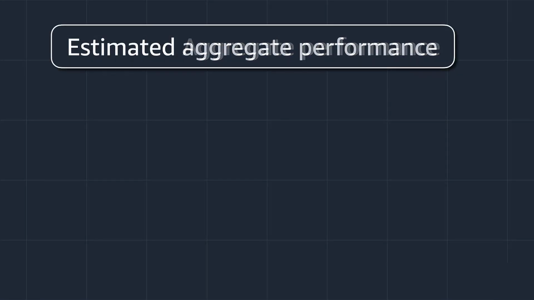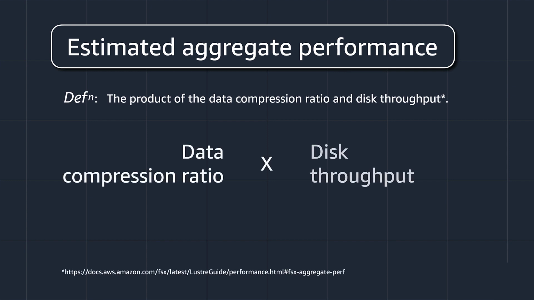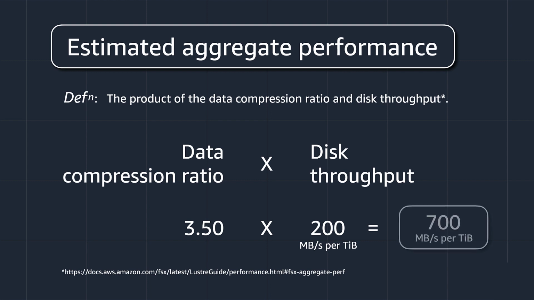To find the new estimated aggregate performance of the file system as it relates to data compression, multiply the data compression ratio by the disk throughput. Again, if I have data with a data compression ratio of 3.5 to 1 in a persistent 200 megabytes per second per terabyte file system, then my new estimated baseline disk throughput is 700 megabytes per second per terabyte.